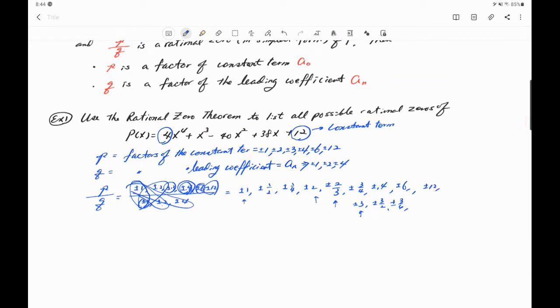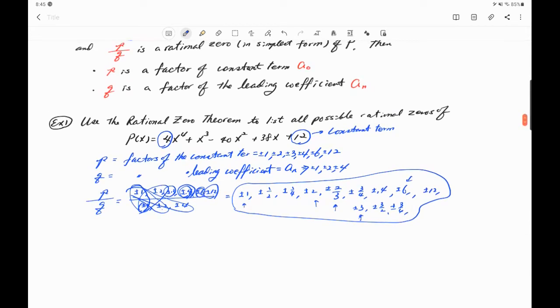So plus or minus 12. And then 12 over 2 is 6, already here. And then the next one, 12 over 4 is 3, already here. So these are all the possible rational zeros. Just the possible ones, right? Good. So if this polynomial has a rational root, rational zeros, then it will be one of these.